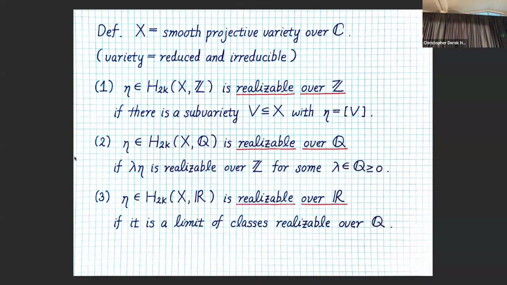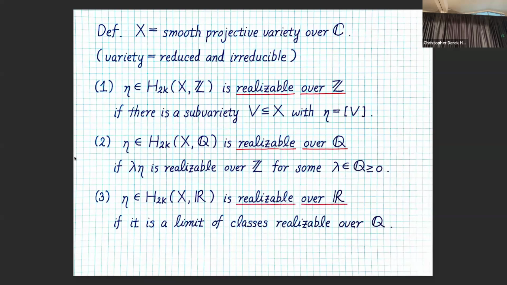So I'm going to need some general definitions in algebraic geometry to continue the discussion. The definition is for any smooth projective variety over C, where variety means reduced and irreducible. And again, this is important for us. There are 3 layers of realizability. In the first layer, you say that an integral homology class is realizable over Z, or with coefficient Z, if there is a subvariety S inside X with a given homology class. That's the first layer.